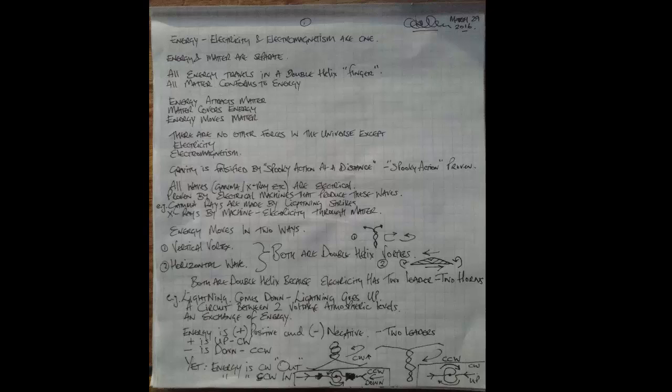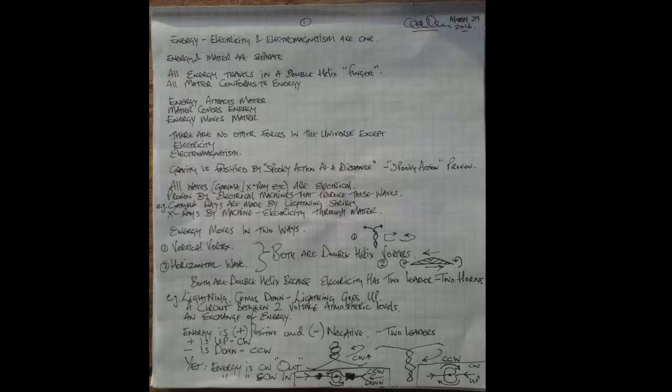And here now is a written explanation of double helix energy theory, so you're going to have to start using your brains. Okay, energy is electricity and electromagnetism are one. Energy and matter are separate. All energy travels in a double helix finger. All matter conforms to energy. Energy attracts matter. Matter covers energy. Energy moves matter. There are no other forces in the universe except electricity and electromagnetism.